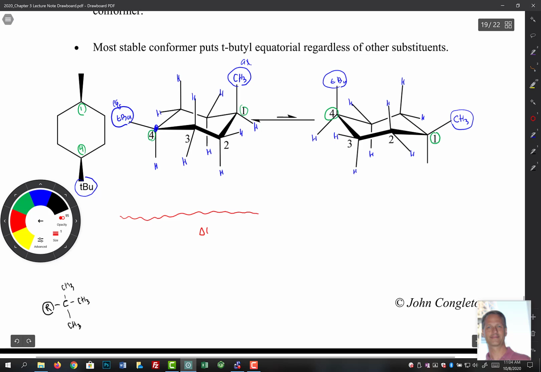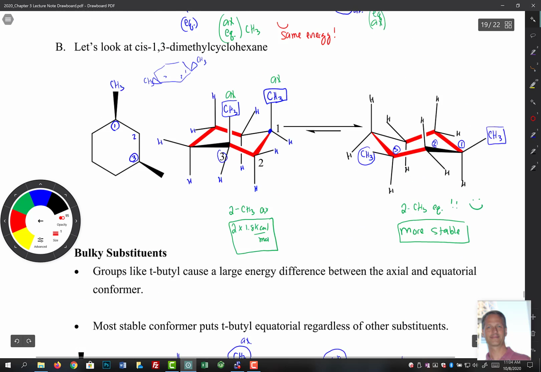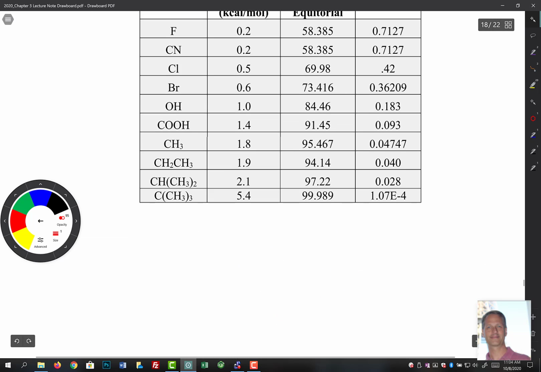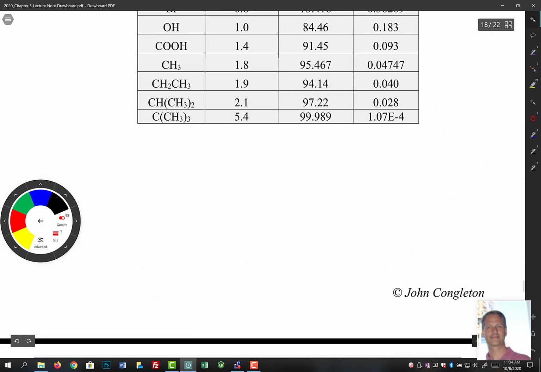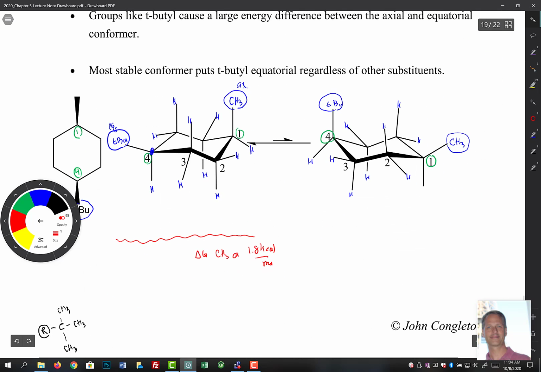But let's look at our delta G's. So here we have a CH3 axial. So that has an energy of 1.8 kcals per mole. Over here, what does it cost to put the tert-butyl group at that axial position? Well, let's see. Here's a tert-butyl group here, 5.4 kcals per mole. So if we look down here below, this is a delta G of 5.4 kcals per mole. So we can see right off the bat that it's better to have the methyl at the axial position, right?